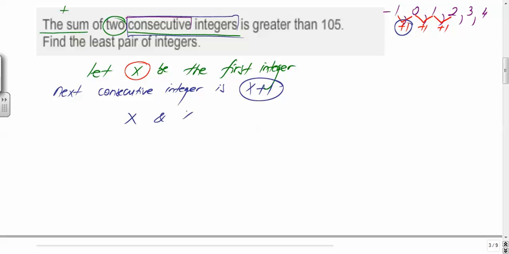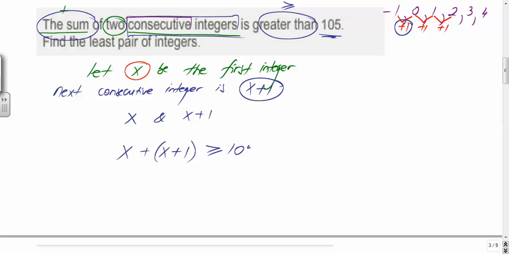The problem is telling you that their sum is greater than, and the sign for greater than, we know it, right? 105. Well, let's write it as an inequality. x, and I have x plus 1, right? You can put it in parentheses just to show that this is the second integer, is greater than or equal to 105. Now, to solve this inequality, you need to remove that parenthesis, right? Which will give you x plus 1.